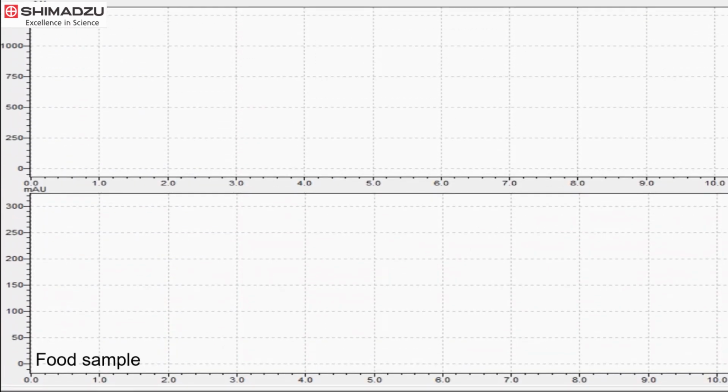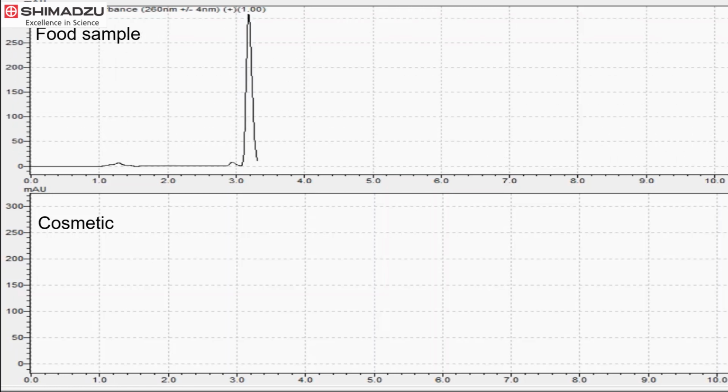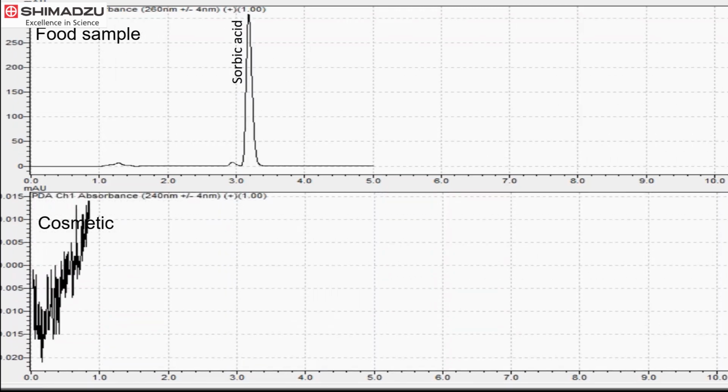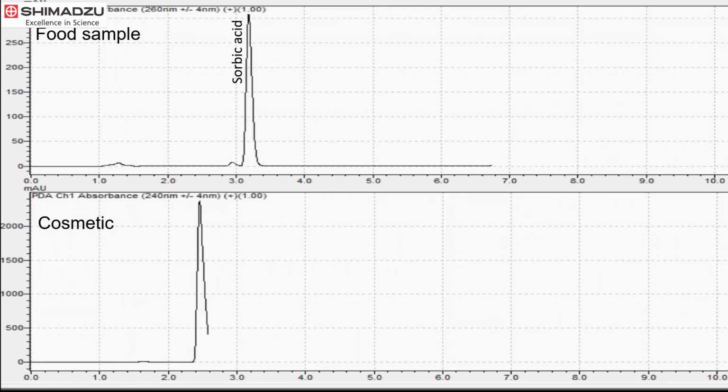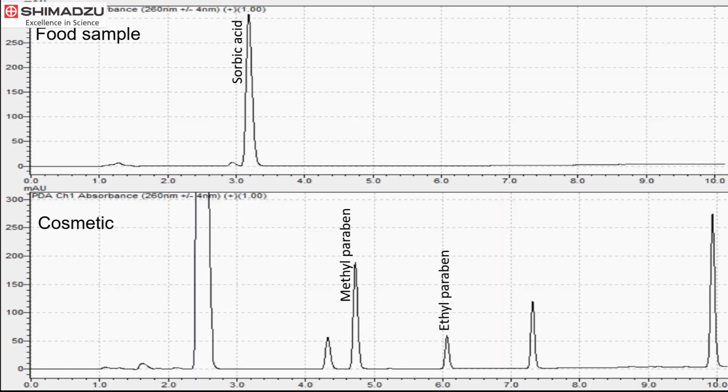The following figures show the food sample and cosmetic sample chromatograms. The figure on top is the chromatogram of food sample and it shows that the sorbic acid was detected. The chromatogram at the bottom is the cosmetic sample with 3 parabens, methyl, ethyl, and propyl parabens, detected.